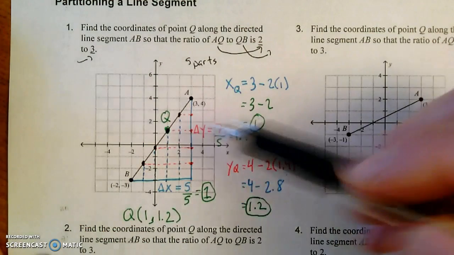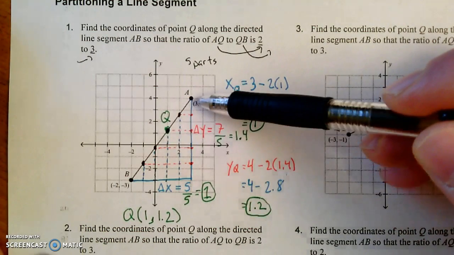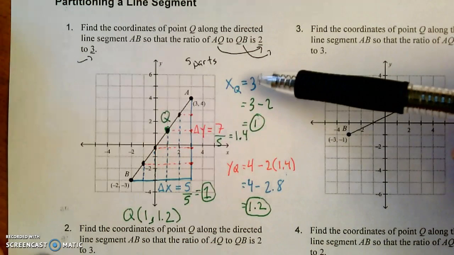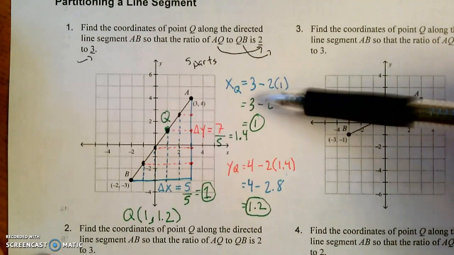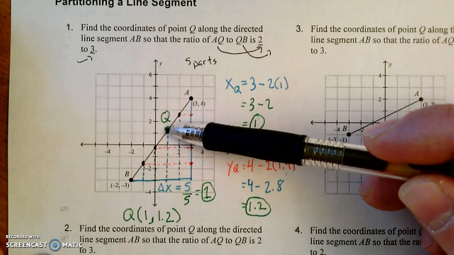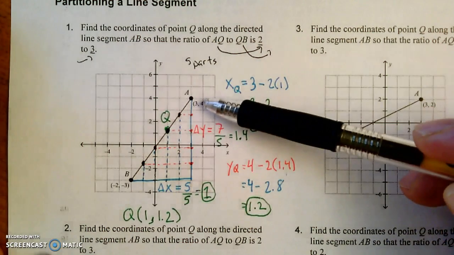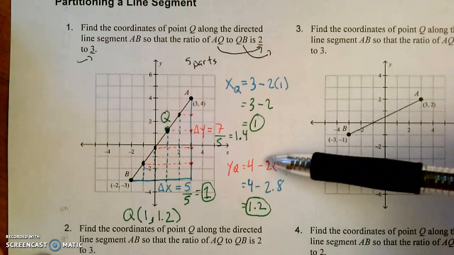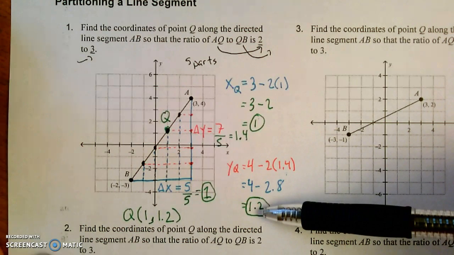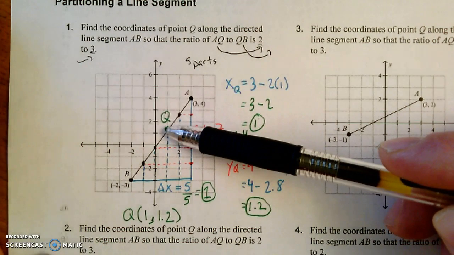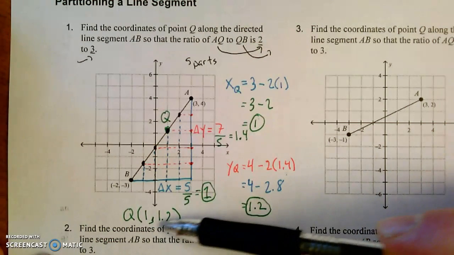Then we had to figure out where exactly Q was. So we worked backwards from A. We started with the X coordinate, which was 3, and we said 3, take away 2 steps of size 1 each. 3 minus 2 was 1. So the X coordinate for Q was 1, and that made sense on the graph. Then we went to the Y coordinate, which is 4, and we took away 2 steps of size 1.4 each, or a total of 2.8. 4 minus 2.8 is 1.2. We looked at our graph: up 1.2, between the 1 and the 2, pretty close to the 1. So our coordinates were (1, 1.2).